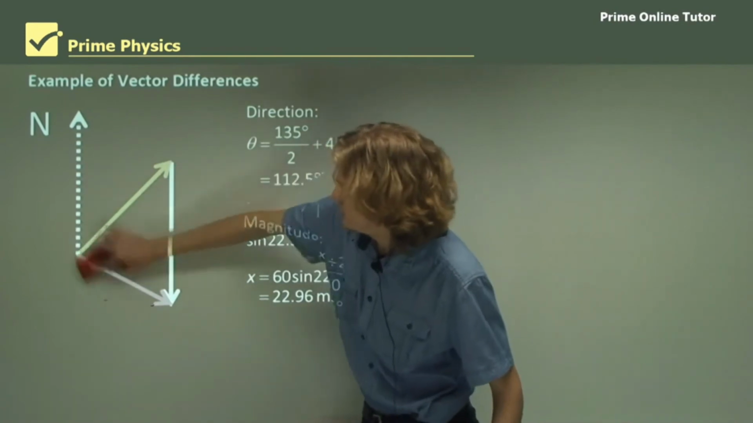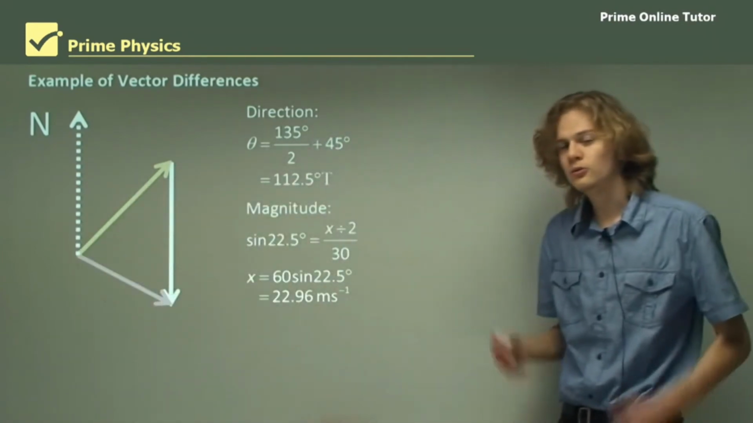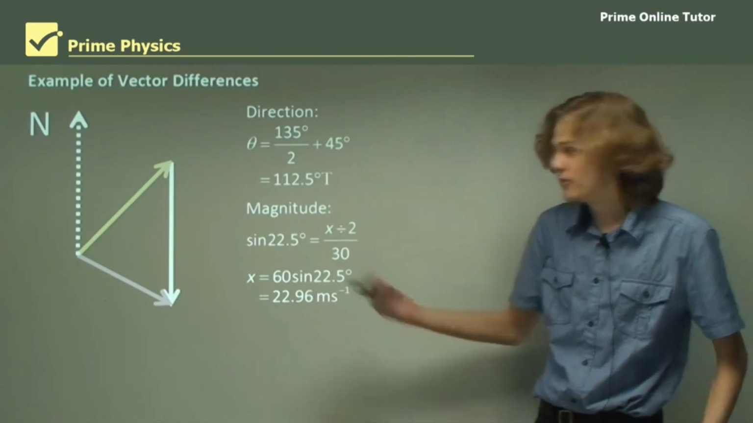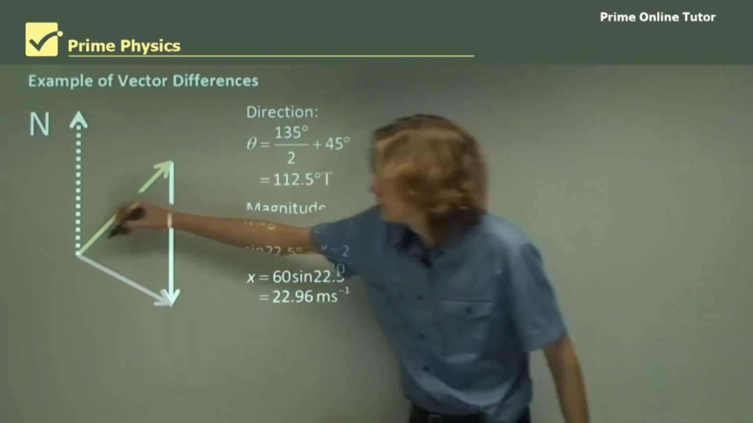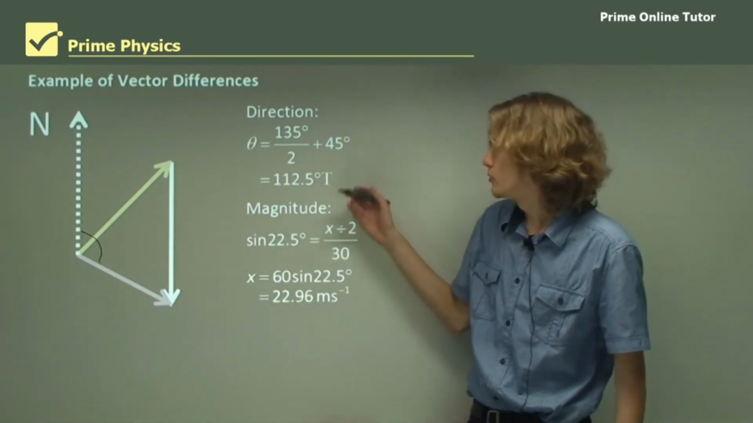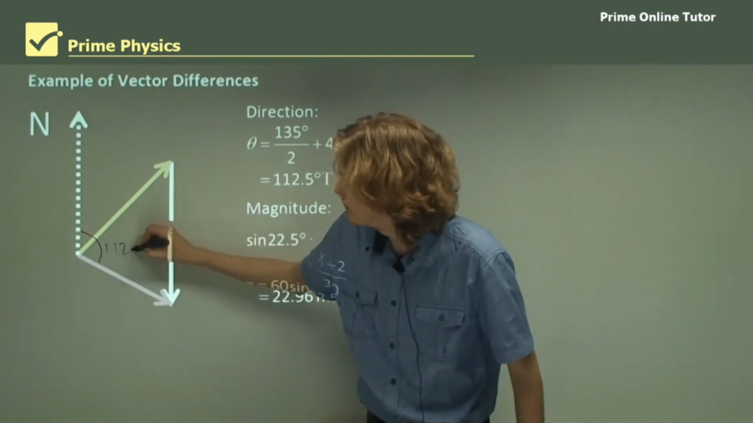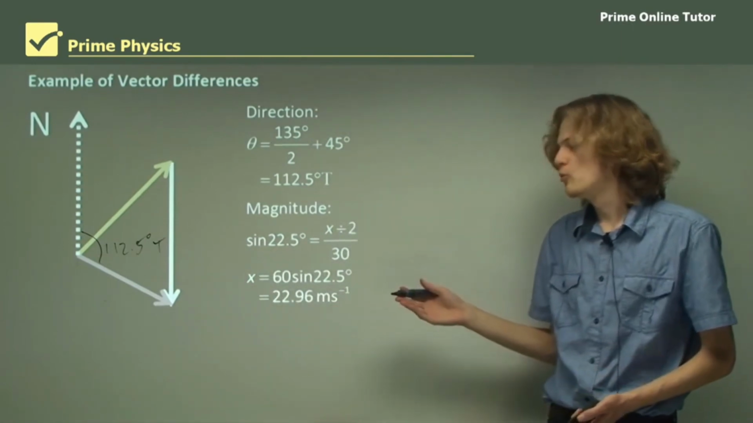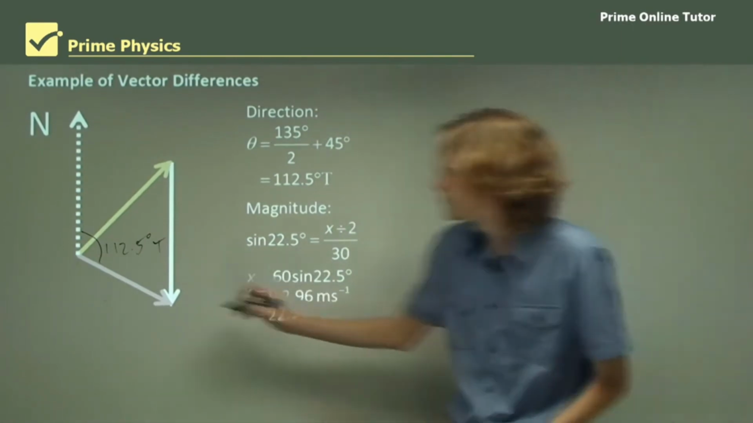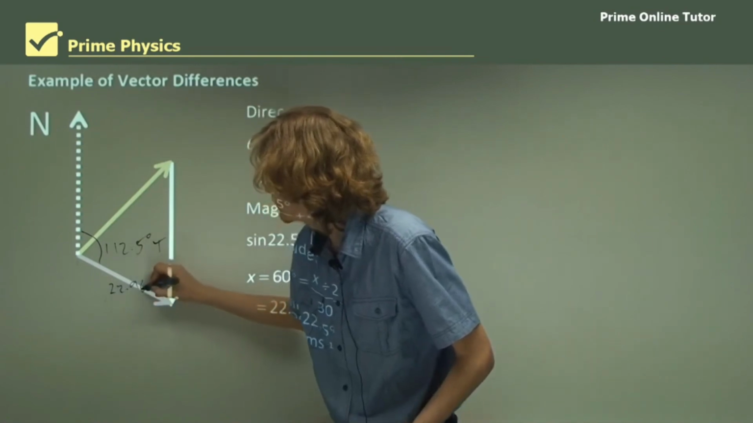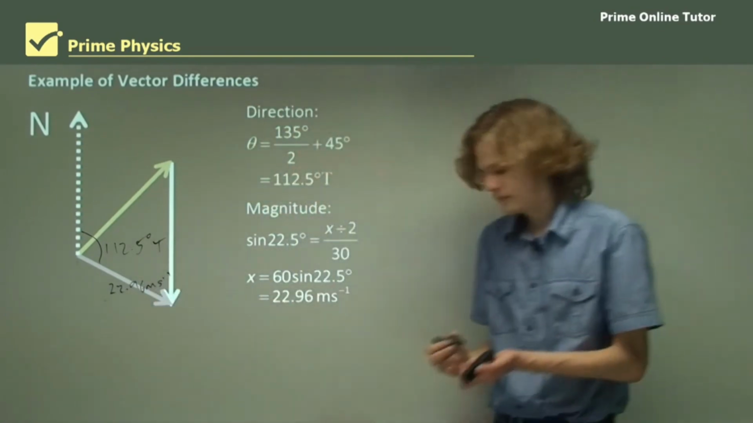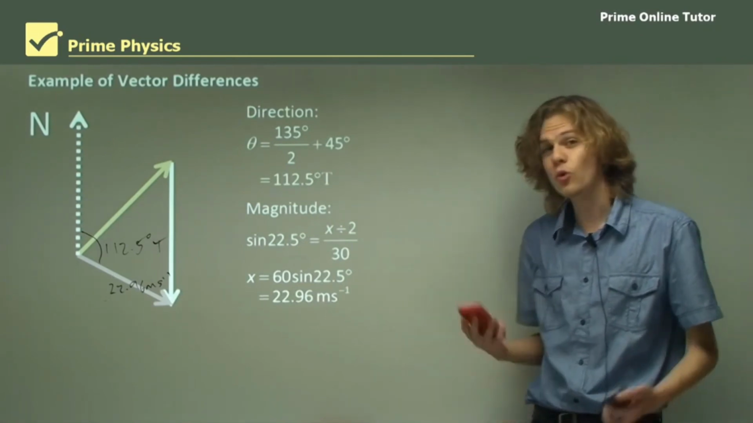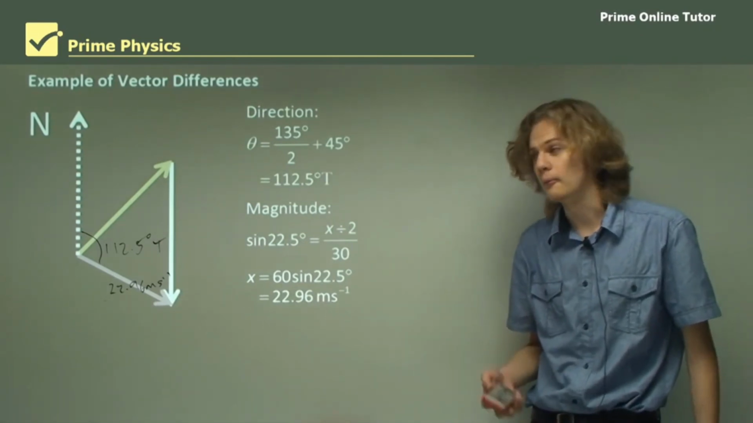And so from that, we found the total change in velocity that the cricket bat made on the cricket ball. That's this pink vector here, which has a bearing of 112.5 degrees true and a magnitude of 22.96 meters per second. This doesn't have to be done just with velocity. It can also be used for things like forces, which we'll learn about a little later on.